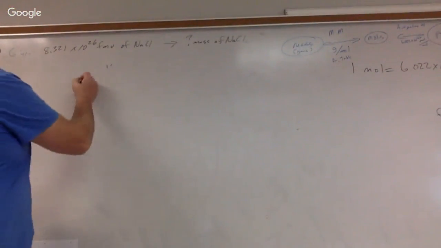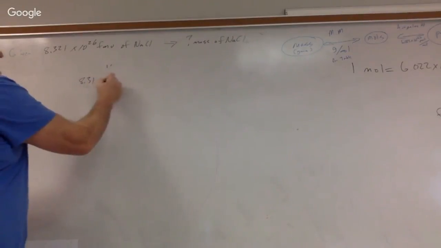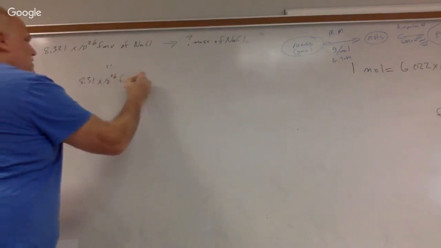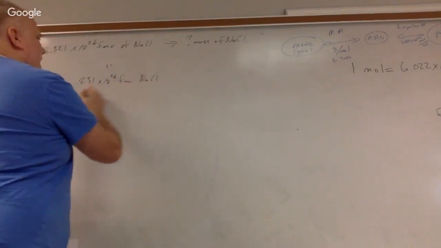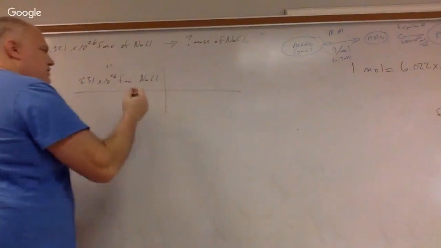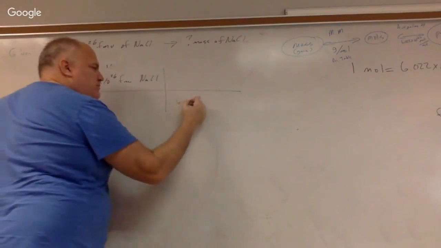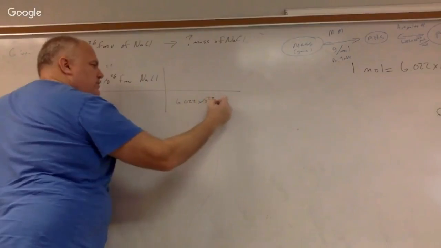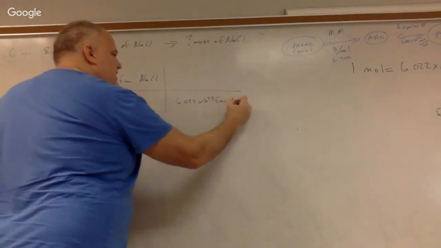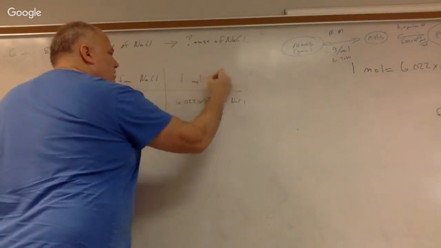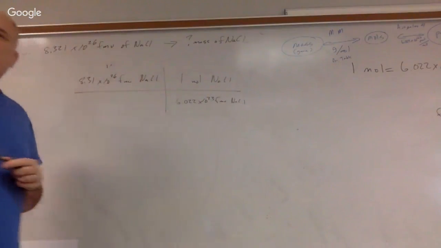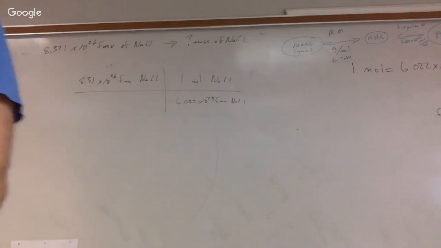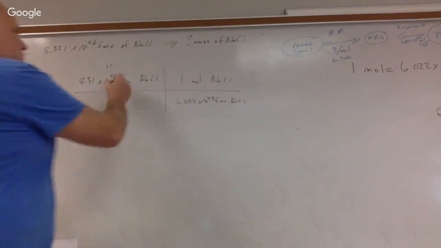In this case, we're starting off with 8.321 times 10 to the 26th FMU of NaCl. And I know that the conversion is this, 6.022 times 10 to the 23rd FMU of NaCl for every 1 mole of NaCl. Do you guys see how I use the 1 mole equals 6.022 times 10 to the 23rd and put it in such a way that the particles, aka FMUs, got canceled out? Yeah? So FMUs get canceled out.